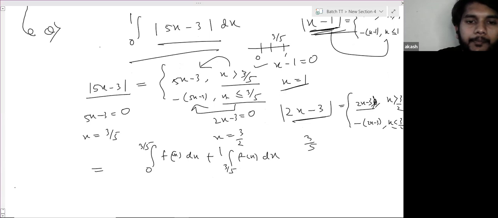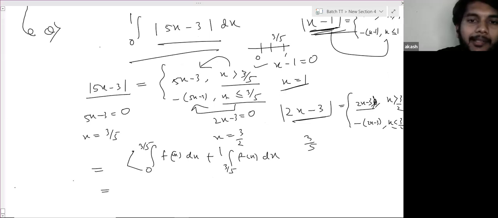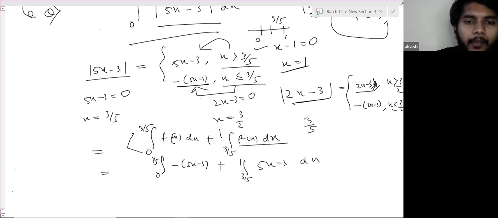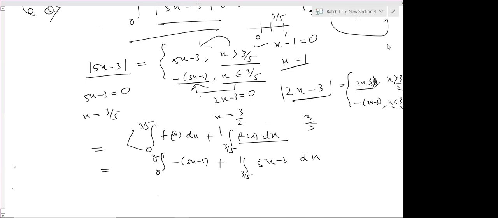Clear? Yes, sir. So when 0 to 3 by 5, that means x is less than that. So we'll assume this function: 0 to 3 by 5 minus of 5x minus 3, plus 3 by 5 to 1. When x is more than this, we have to assume this function. Now you can integrate, get the answer. All right. Okay, please find the answer.